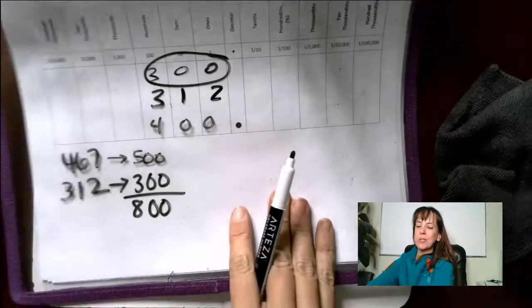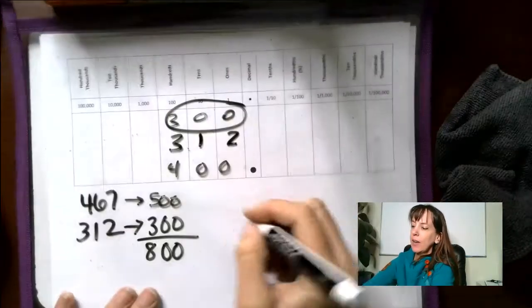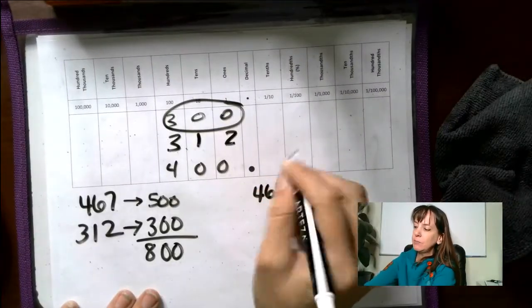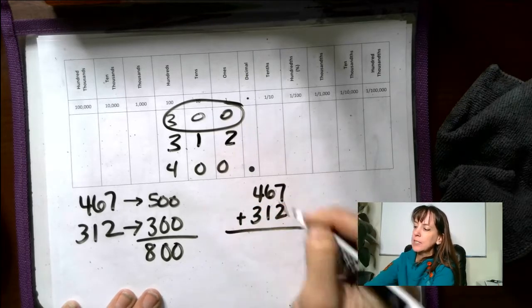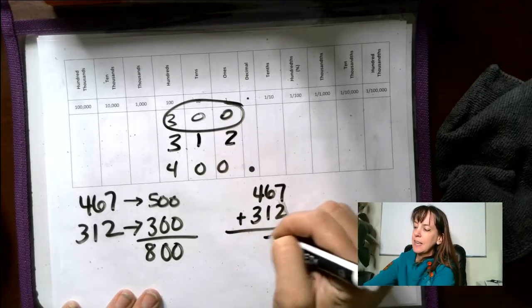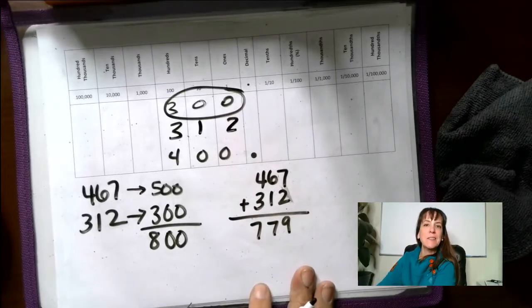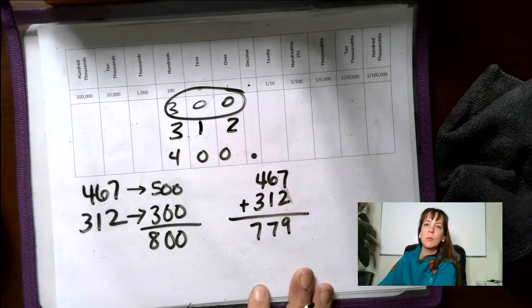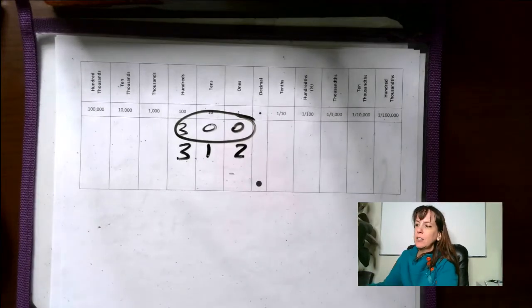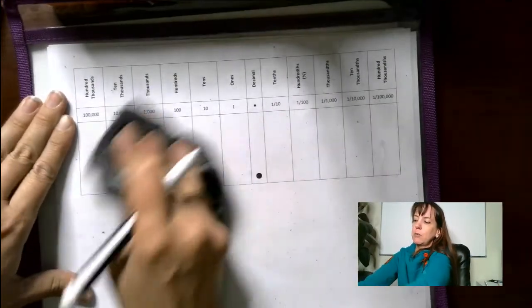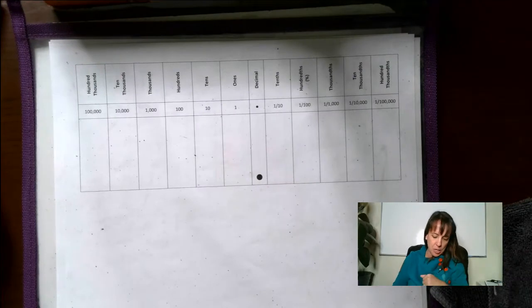Now let's just see how close our estimate was, right? We've got 467 plus 312, 779. That is pretty close to 800, so we did a good job of estimating. This is important, especially when you start to use calculators, because garbage in, garbage out. You put garbage into your calculator, you're going to get garbage out.